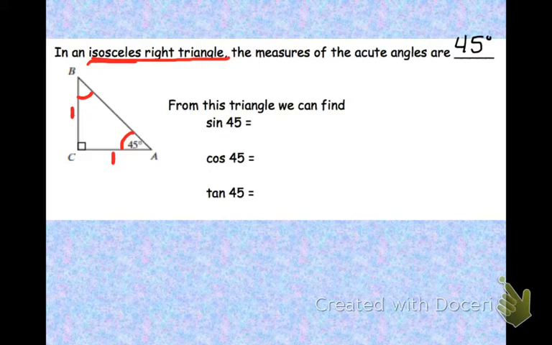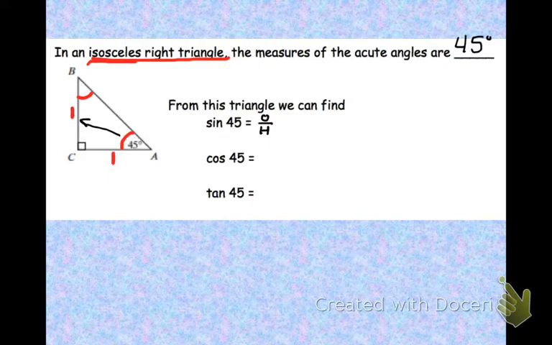So we're going to use this to figure out sine, cosine, and tangent. The very first thing we want to do, we know that sine of 45 is going to be opposite over hypotenuse. Well, just using our angle right here, we know the opposite already is 1, but we don't know the hypotenuse yet. So we need to figure that out.